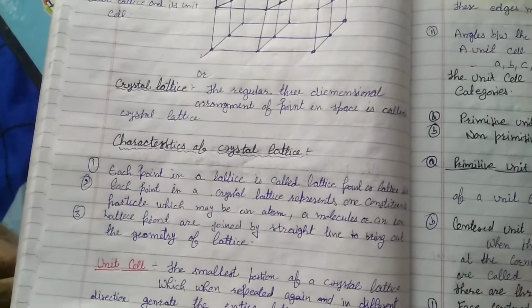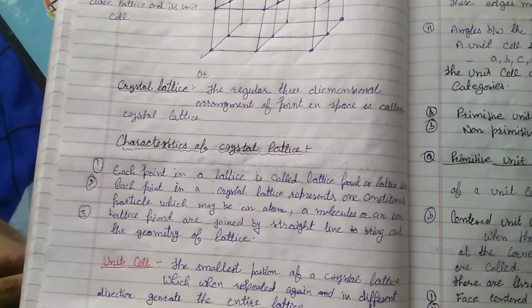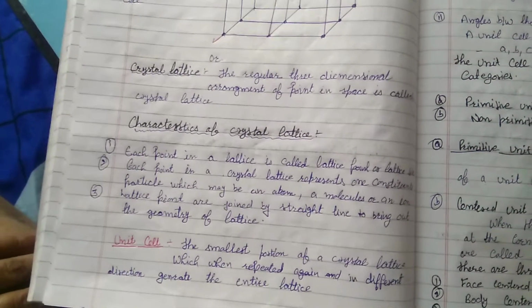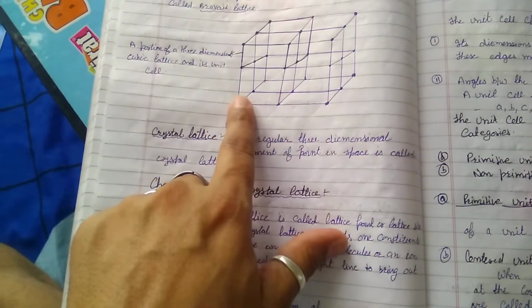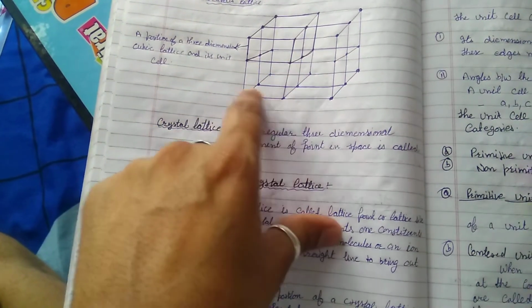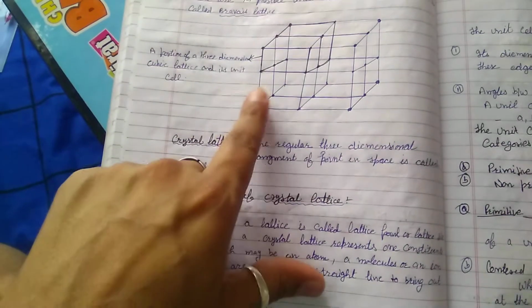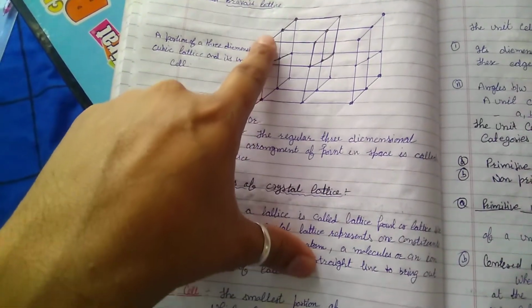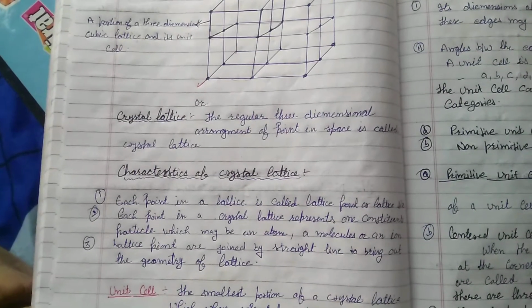Or crystal lattice is a regular three-dimensional arrangement of points in space. So in these crystals there is a point or there is a crystal lattice space, regular arrangement of the constituent particles. These are the constituent particles present at each corner. So there are some characteristics.